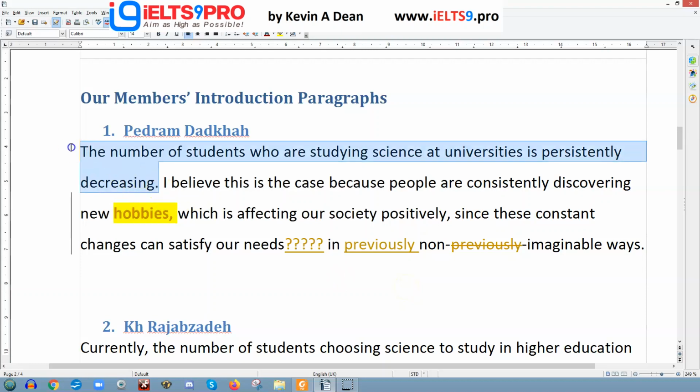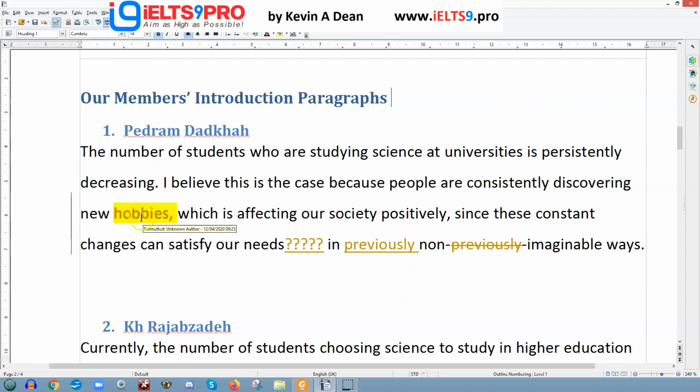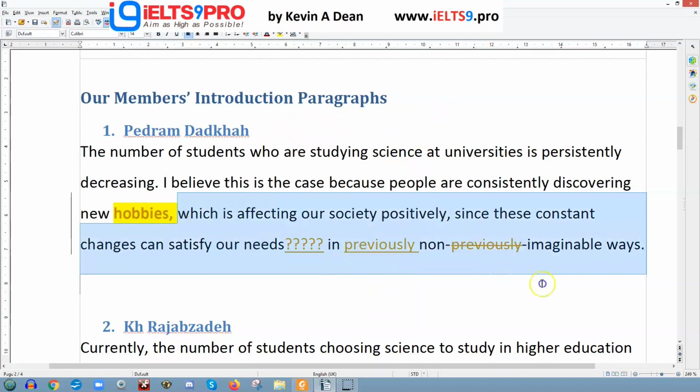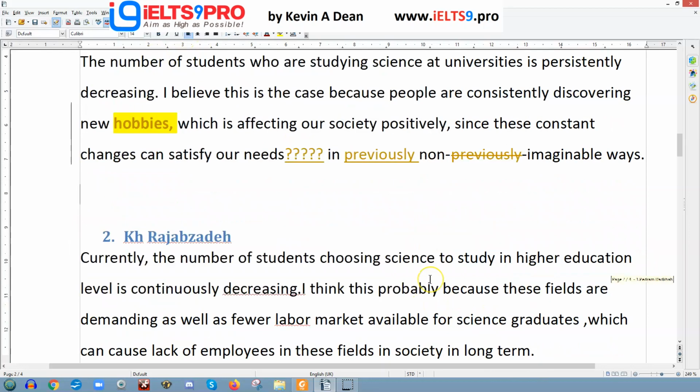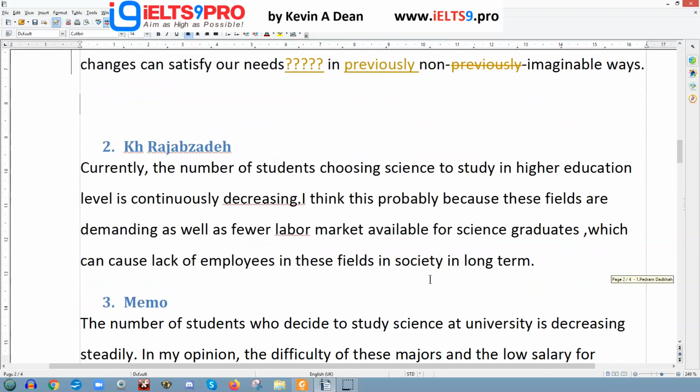So persistently is not the same as constantly. And hobbies, what's that got to do with your choice of major? Apart from nothing. And I have no idea what that is talking about. So we'd have to read the rest of the essay, but the examiner reading this would be none the wiser about where that essay is going.